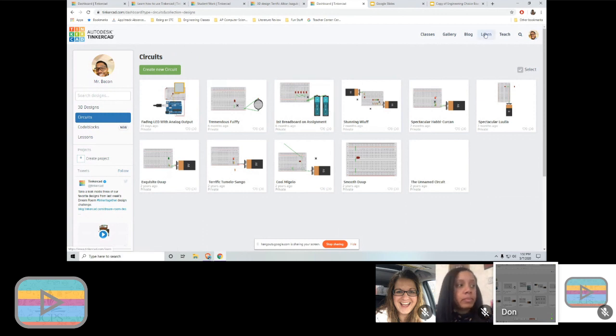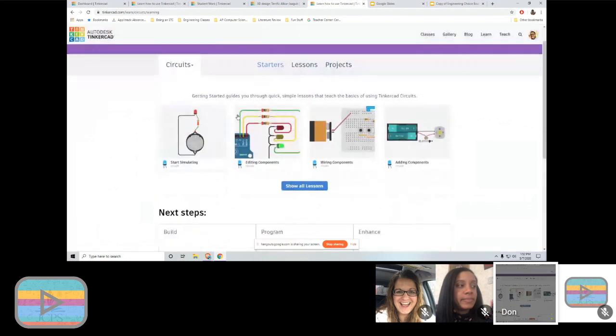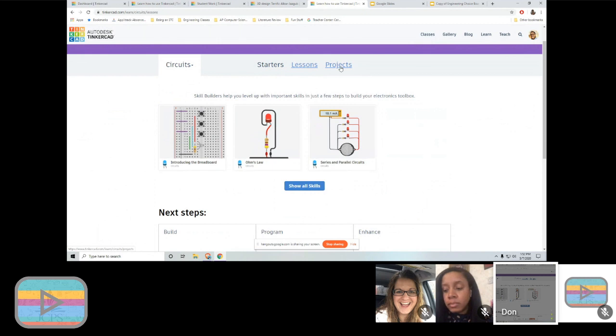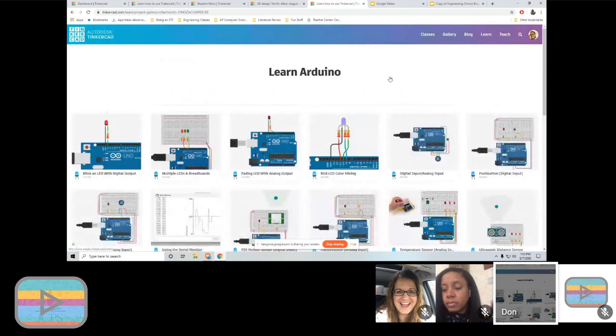And just as well, when it comes to circuits, you can actually switch this from 3D to circuits within the lessons. And so there are starter lessons for these just the same way, where you're learning how can I take a battery, use some wires, resistors, and plug that up to a light and get that to come on. The lessons part here is pretty small, but the projects for these are absolutely amazing. And so they use an Arduino board.